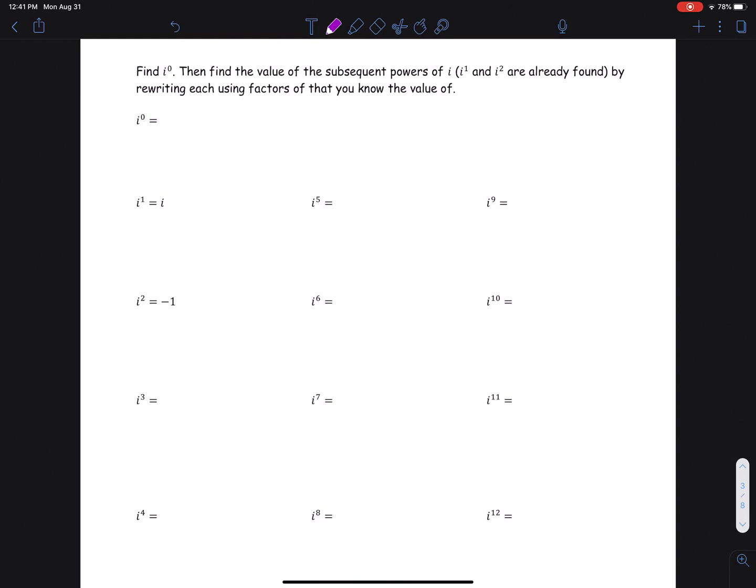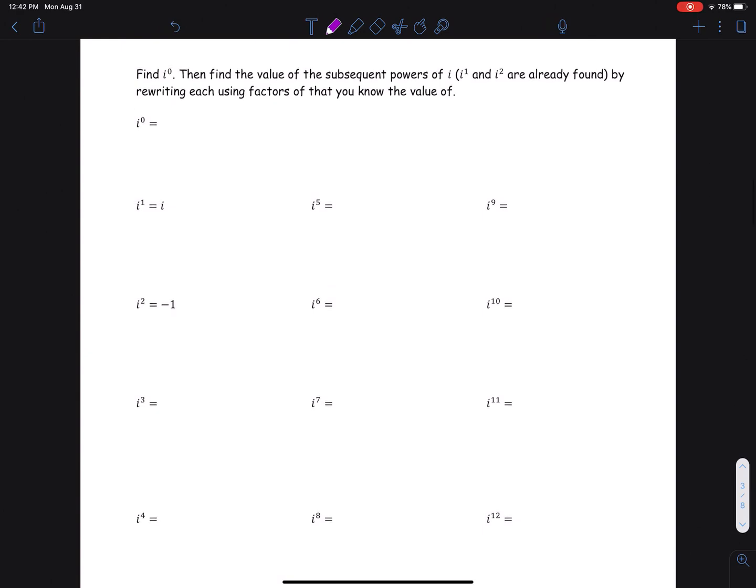So find i to the 0 first. Then find the value of the subsequent powers of i. i to the first and i to the second are already found, by rewriting each using factors that you know the value of already. So I want you guys to take your time on this. Take 3 to 5 minutes. Fill in all these values for the powers of i. Make sure you are rewriting using factors that you already know the value of.